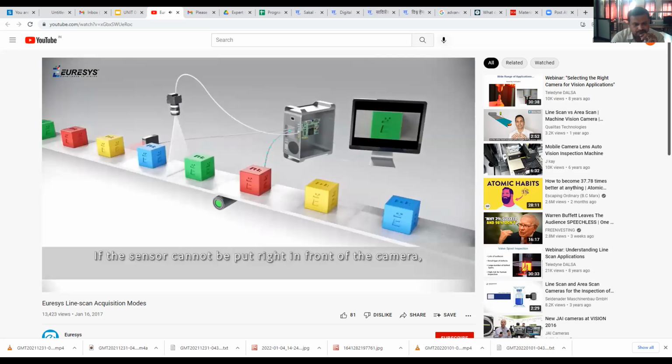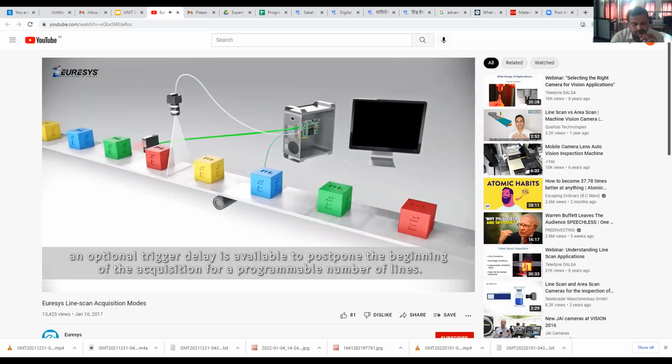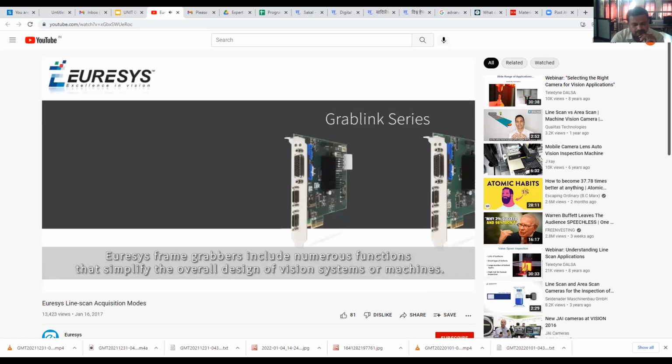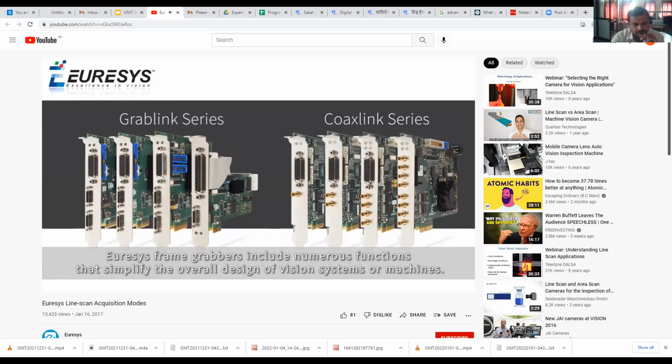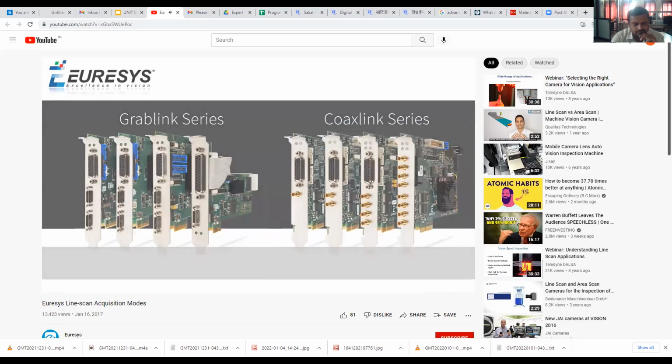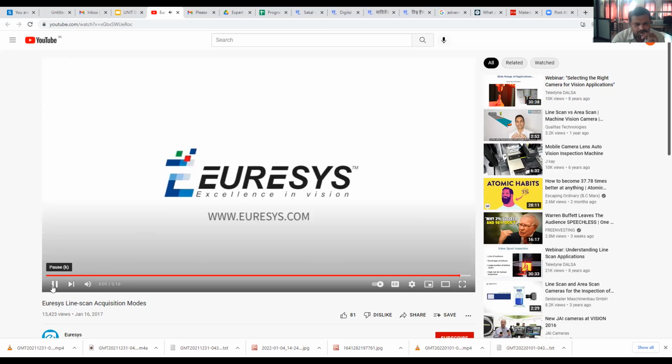If the sensor cannot be put right in front of the camera, an optional trigger delay is available to postpone the beginning of the acquisition for a programmable number of lines. Eurosys frame grabbers include numerous functions that simplify the overall design of vision systems or machines. For more information, please check our website at www.eurosys.com.